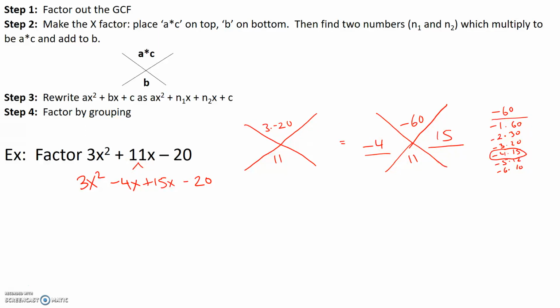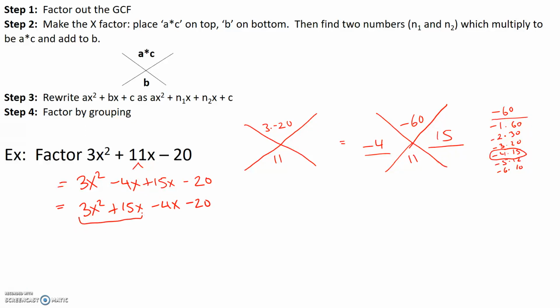Step 4, factor by grouping. Now I'm going to rearrange these terms because 3x squared and 15x have a more obvious common factor. So I'm going to rearrange these terms as 3x squared plus 15x minus 4x minus 20. The order in which you write these two doesn't matter, so always write it in the most convenient order.